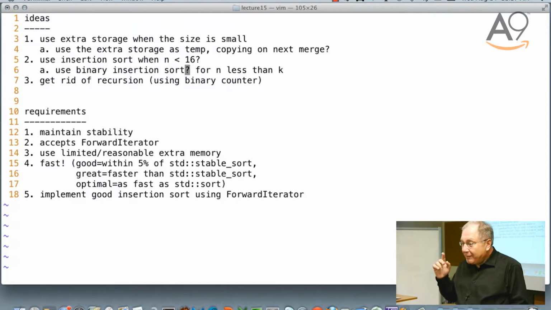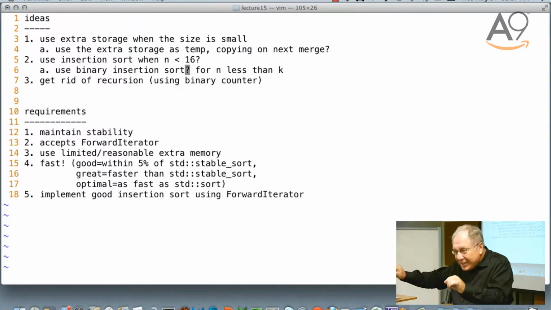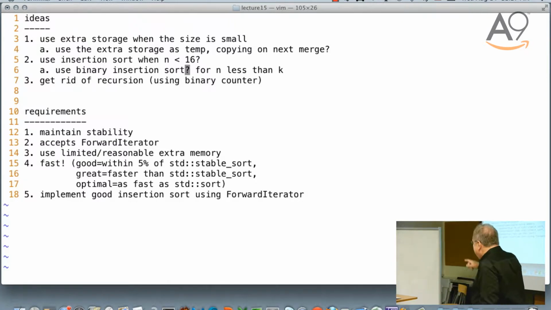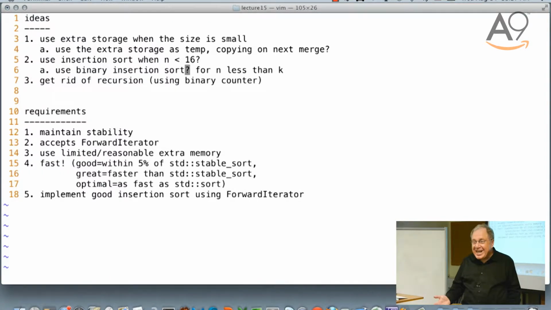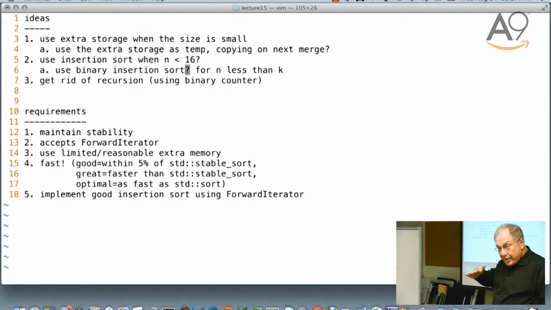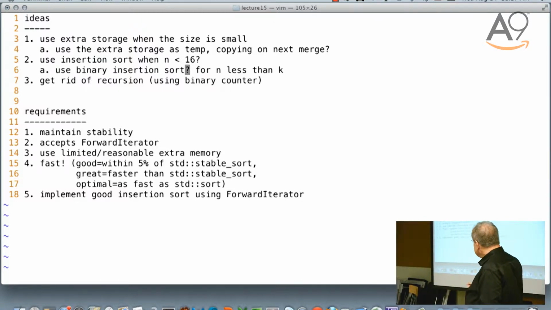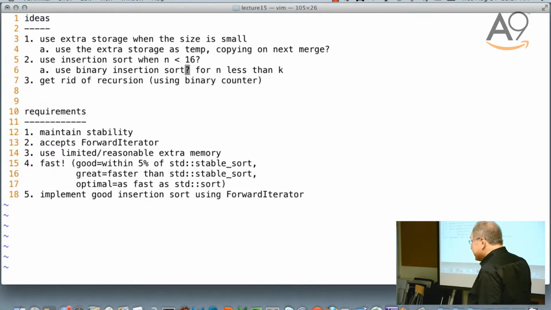Remember, comparisons are important, but we're doing other things. When you need to do insertion, you need to do n over 4 moves. And these are going to be moved whether you do binary or linear insertion. But you could be right, since we are doing a trade-off for n less than some k.